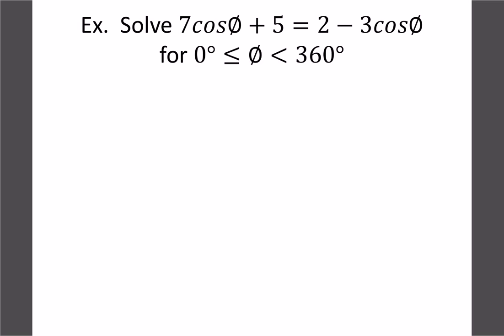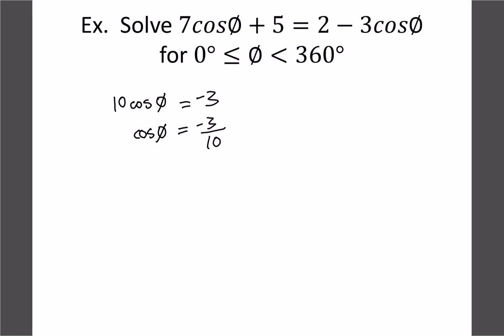So here's one a little bit more complicated. We have 7 cos theta plus 5 equals 2 minus 3 cos theta. It doesn't matter if the angle's theta, a, phi, whatever. The symbol really makes no difference. We're looking for that angle solution. So for this first one, let's bring the 3 cos over. If we add 3 cos to both sides, that would give us 10 cos. And let's subtract the 5 on both sides. That would give us -3. So if we divide by 10, we get cos theta equals -3/10.